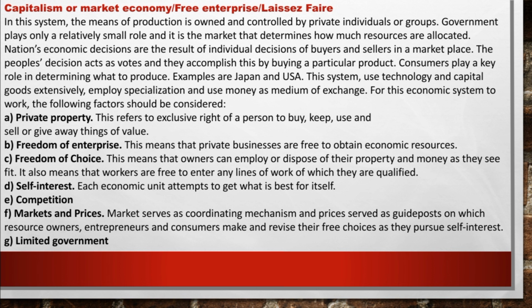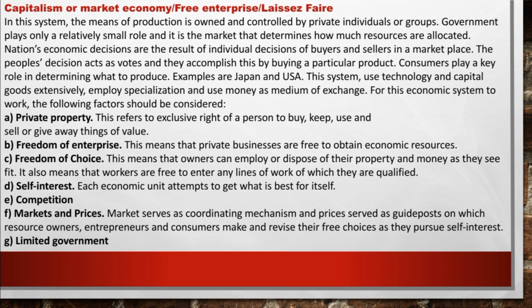This system used technology and capital goods extensively, employed specialization, and used money as a medium of exchange. For this economic system to work, the following factors should be considered. We have A. Private property. This refers to the exclusive right of a person to buy, keep, use, sell, or give away things of value.